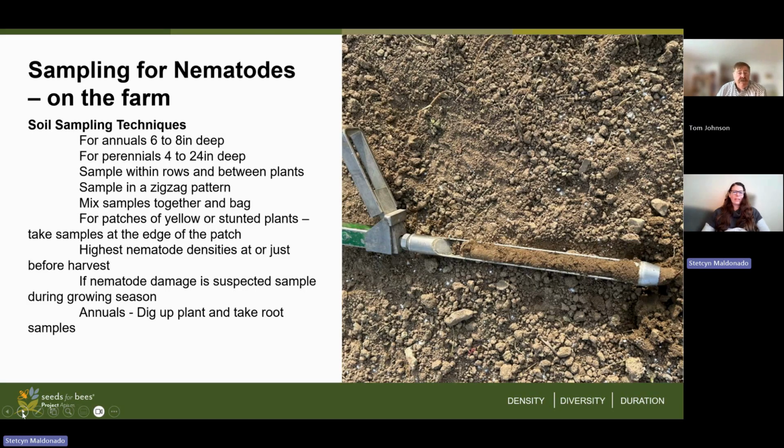Yeah. And then I just also wanted to emphasize, if you have a patch, there's another picture further down that's a good example. But if you have a patch of yellow or stunted plants, you want to take those samples from the edge of that patch, not from within the center, because that's where your highest or healthiest nematode population will be. They want to be eating your healthy host plants, not your sick and dying ones. Yeah, and it's not like they went swimming out to the edge of the yellow patch. It's just because there's healthy roots out there for them to feed on now.